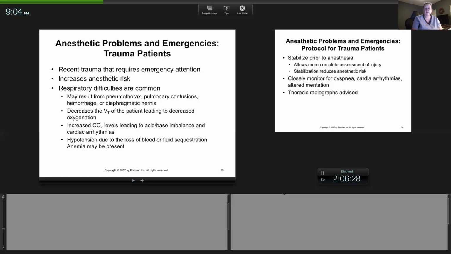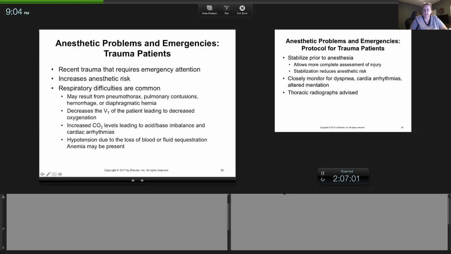The other thing we worry about is bleeding into the chest and or diaphragmatic hernia. Remember, the diaphragm splits the thorax from the abdomen. If the animal gets run over, a lot of times the diaphragm will tear. Abdominal contents can actually move into the thorax, and sometimes even lungs can go into the abdomen. It's like they switch. And so these guys are going to have major problems ventilating and circulating. Those are my big concerns in trauma.